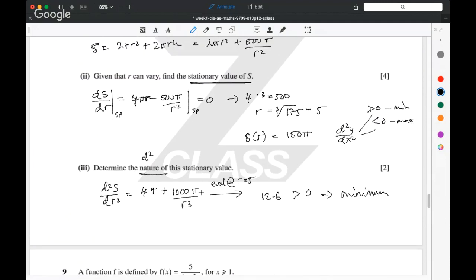That's just checking the nature. Now, just remember that this stuff here is only true if the first derivative is equal to 0. If the first derivative is not equal to 0, then there's nothing special about that point. I mean, then it doesn't matter what the second derivative is particularly. So you need to check both things if you're asked for minima and maxima.